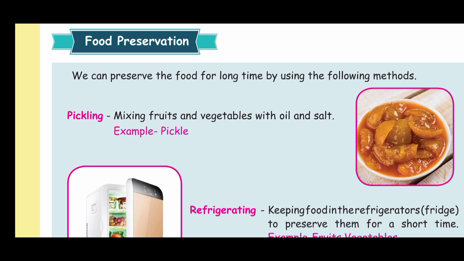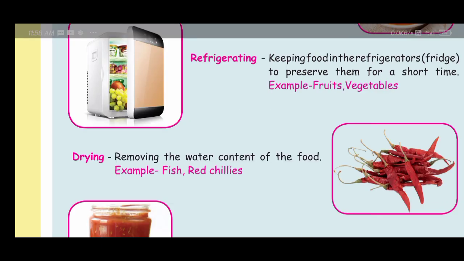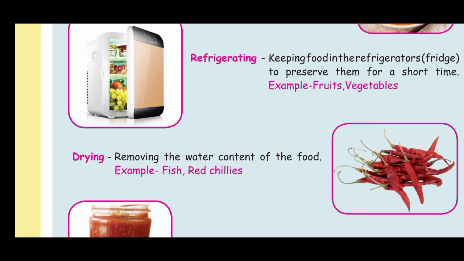Refrigerating. Next point, keeping food in the refrigerators to preserve them for a short time. For example, we are making dosa batter or idli batter. We keep it in the fridge and use it for 2 to 3 days. So it is called refrigeration. We can use the fridge and store the foods for a little shorter time. Pickling we can store for longer time. So example, fruits and vegetables. We are preserving fruits and vegetables in fridges for 1 week or longer. Next, drying.